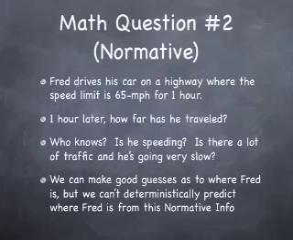Math question number 2, stated in normative vocabulary. Fred drives his car on a highway where the speed limit is 65 miles per hour for 1 hour. 1 hour later, how fast has he traveled? Now, who knows? Is he speeding? Is there a lot of traffic? Is he going very slow? We can make good guesses. It's not like we're totally in the dark about where Fred is going to be in an hour, but we can't deterministically predict where Fred is going to be just from this normative information.